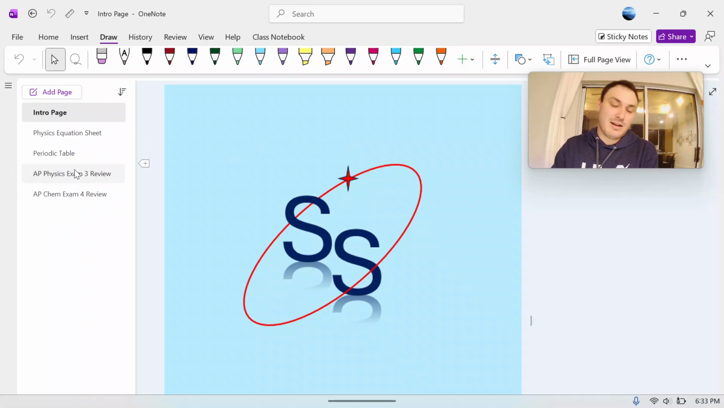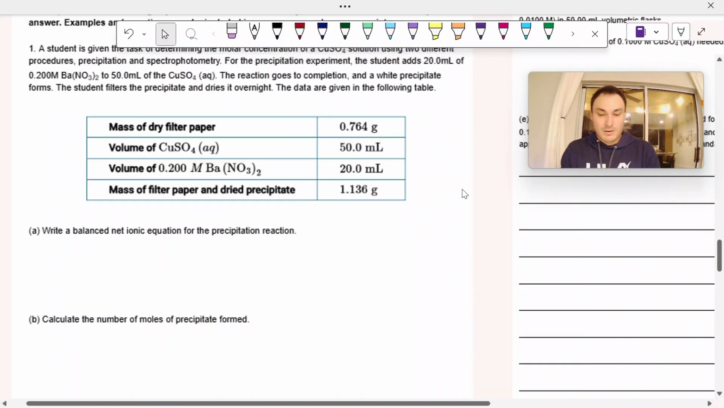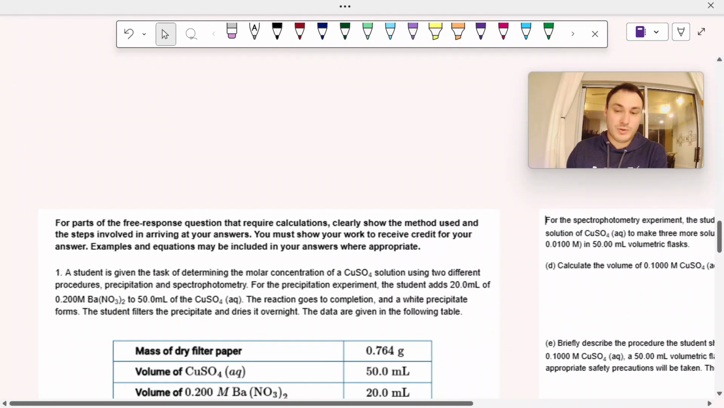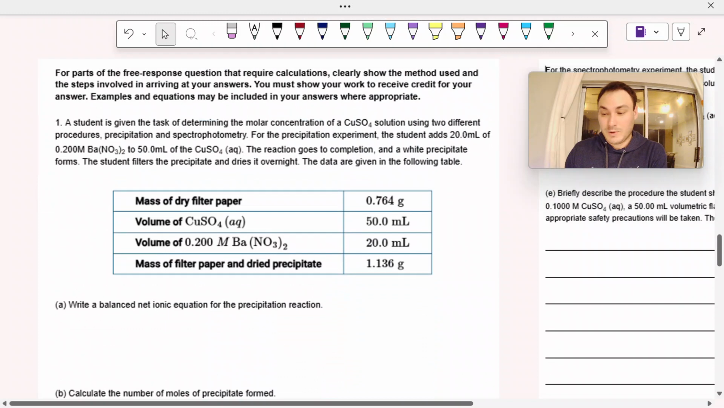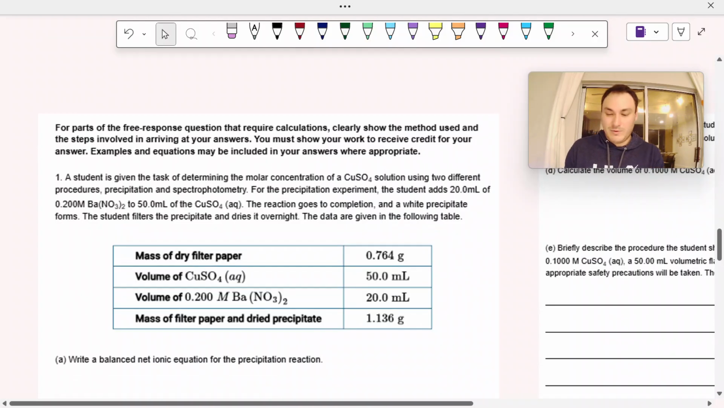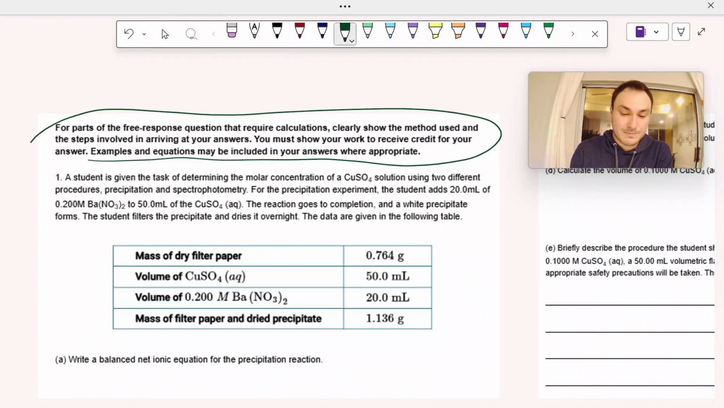Let's get into the exam review. Alrighty, so FRQs: one long FRQ, one short FRQ. We're going to start off with the long FRQ. Let's start off just by reading this bolded thing at the top here.